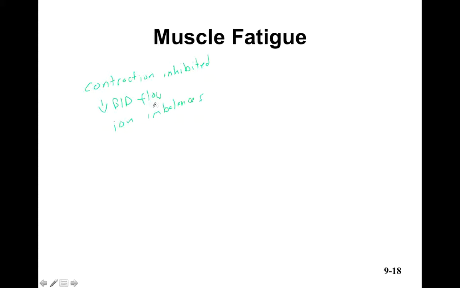Okay. Muscle fatigue can lead to cramps, and cramps are also caused by all of those. And a cramp is a sustained involuntary contraction.